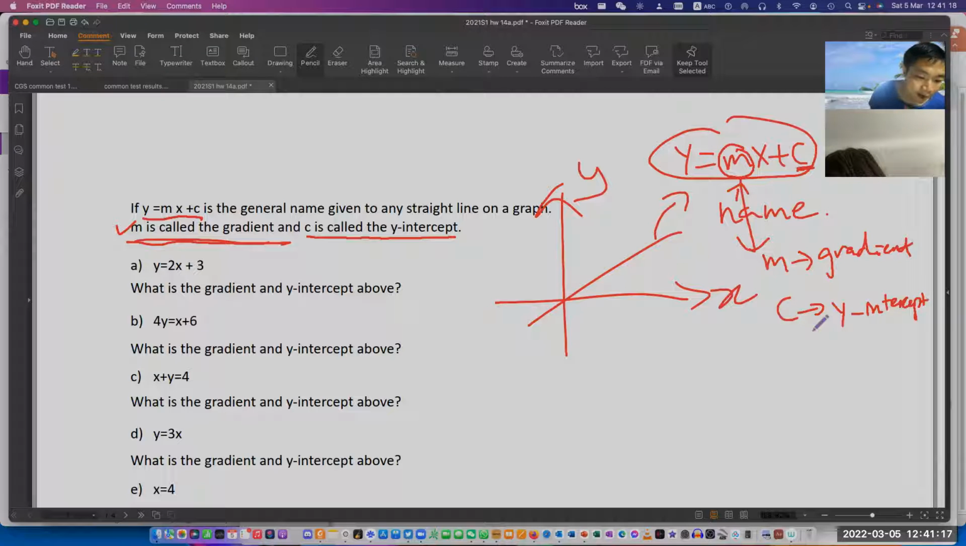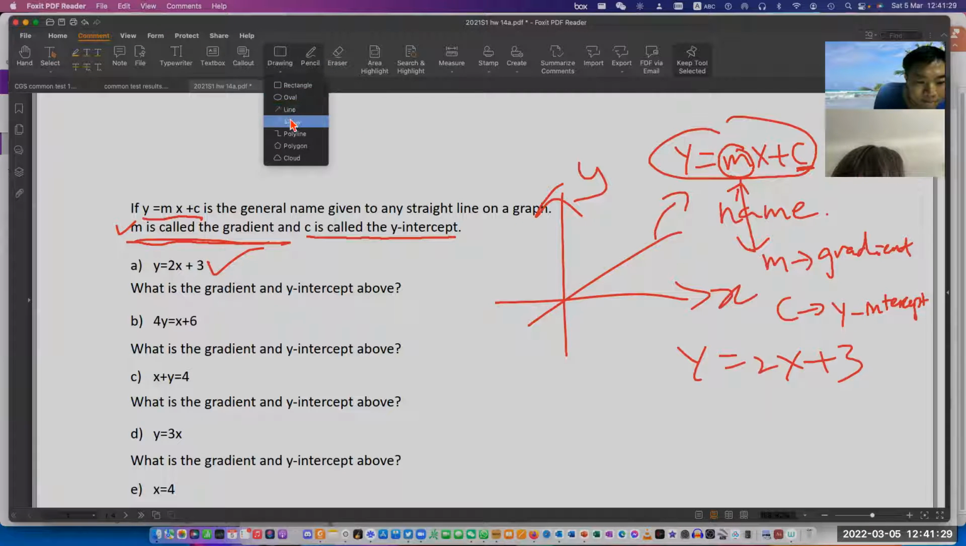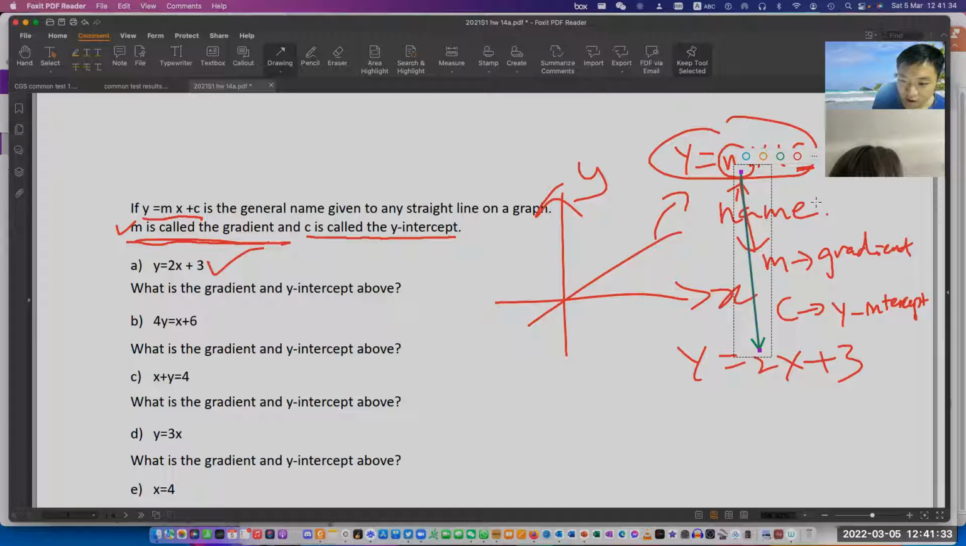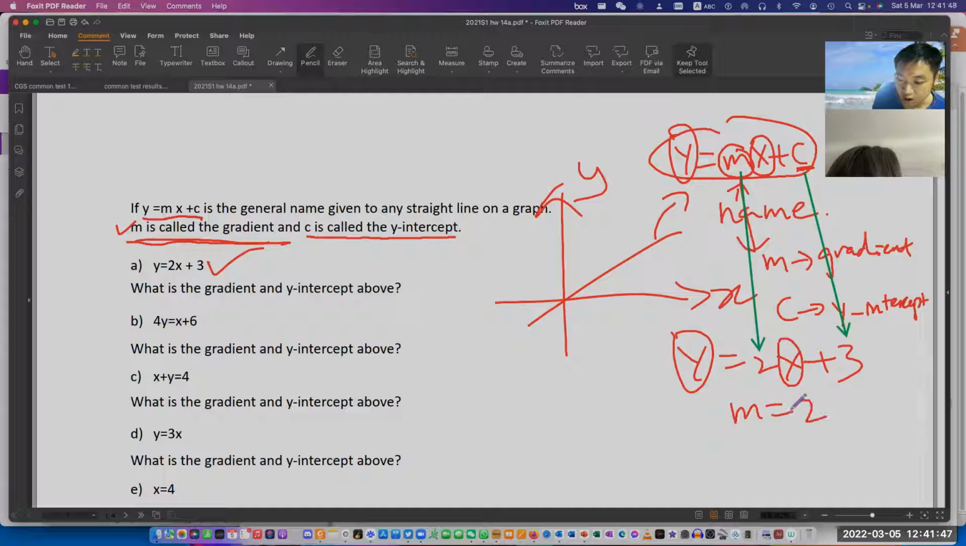Now you have y equals to 2x plus 3, which is this question. So now you can compare. Can you see that your m in this case is the 2, and your c in this case is the 3? And the rest is the same. You have the y here, you have the y here. You have the x here, you have the x here. So in this case, your m is 2. Gradient is 2. Y-intercept is 3.